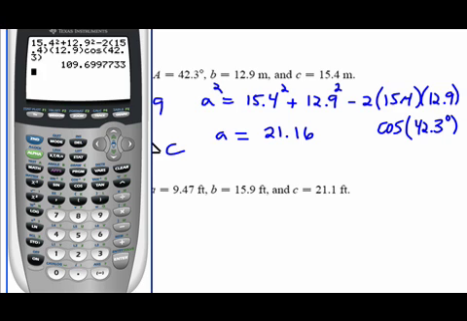109 points, so now take the square root of that. Square root of previous answer, and there we get 10.47.